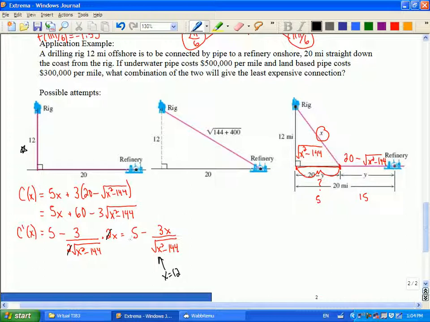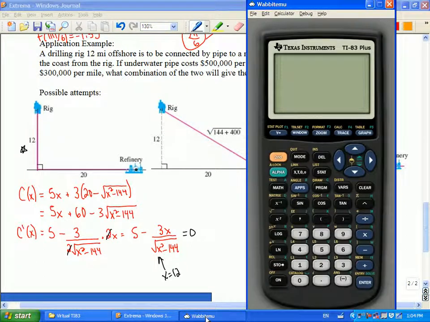There's another one that I'm going to be looking at, which is when these two pieces are equal to 0. And again, if we go ahead and solve this, it does work out nicely, but let's go and use the calculator to do it. So I'm going to put that in as my function here. It is 5 minus 3x over the square root of x squared minus 144. And yeah, I think we were good there.